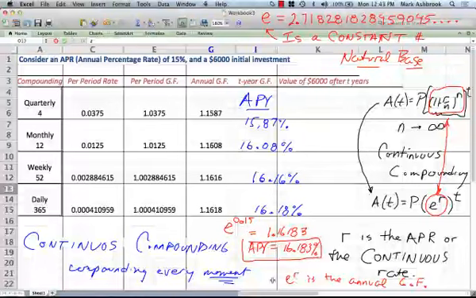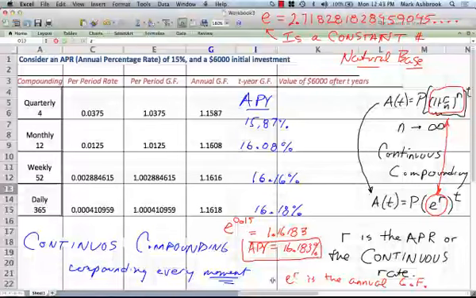Adam: So I know with this example, it comes out pretty close. But since e is always that same number, would it be off, or would it still be that close? If you have a larger APR, like if you started with 30%, then you have a bigger difference in the different compounds.